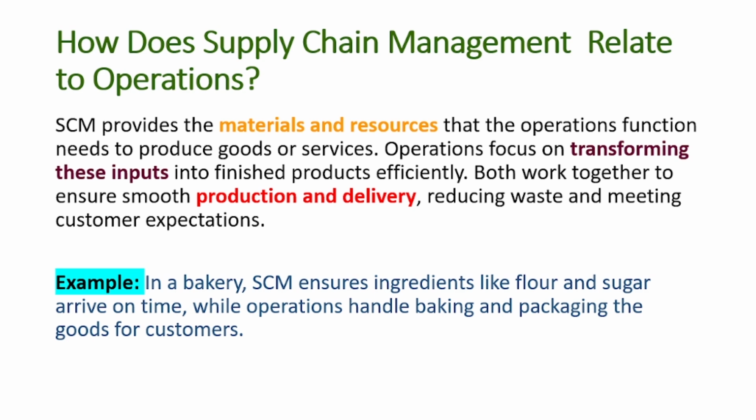Okay, let me explain with the help of an example. In a bakery, supply chain management ensures ingredients like flour and sugar arrive on time. What is supply chain doing? They are just providing the flour and sugar arriving on time, while operation handles baking and packaging the goods for customers. This is the work of the operation.